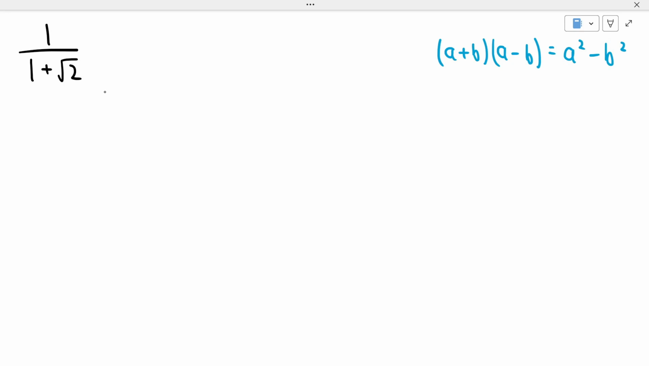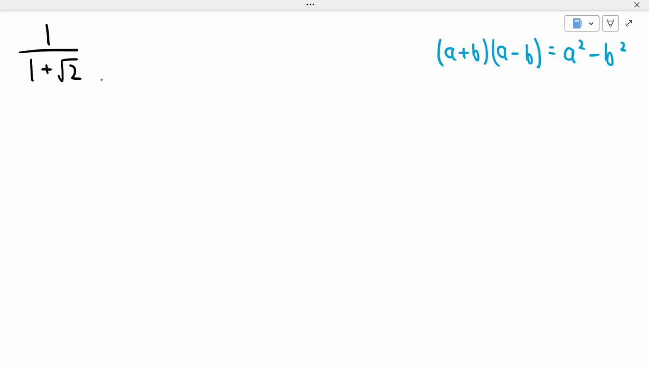In this video, we will be focusing on simplifying radical expressions using multiplication by the conjugate. So let's say we have an expression like 1 over 1 plus the square root of 2. The expression has the square root of 2 in the denominator, and we want to rewrite it without the square root, because for an expression to be considered simplified, there can't be any square roots in the denominator.